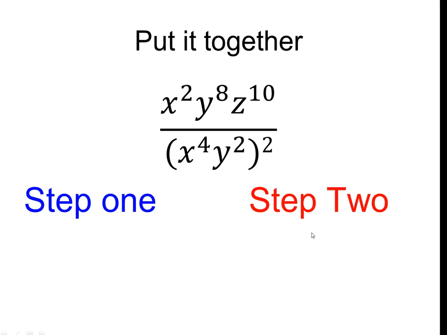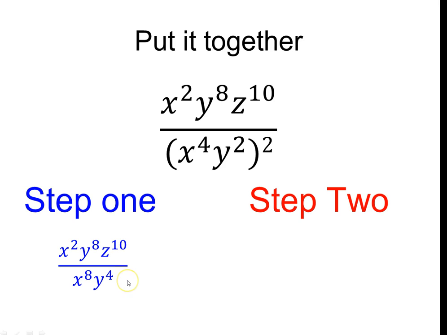All right, it's getting harder and harder, isn't it? All right, the first step is to take care of the bottom. We have a power rule down here that we need to take care of. Do you see that 2 has to multiply by 4 and 2 has to multiply by 2? So on the bottom we now have x to the 8th and y to the 4th.